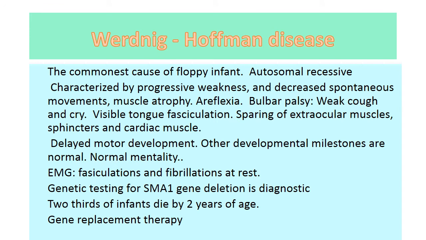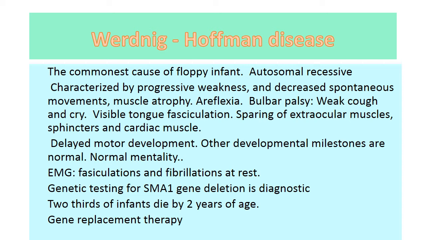Werdnig-Hoffmann disease, or the infantile form of spinal muscular atrophy, or type 1 spinal muscular atrophy, is the commonest cause of floppy infant. It is autosomal recessive, characterized by progressive weakness, decreased spontaneous movement, muscle atrophy, areflexia, bulbar palsy in the form of weak cough and cry, visible tongue fasciculation, sparing of extraocular muscles, sphincters, and cardiac muscle. The infant will have delayed motor development, while the other developmental milestones are normal. He has normal mentality.